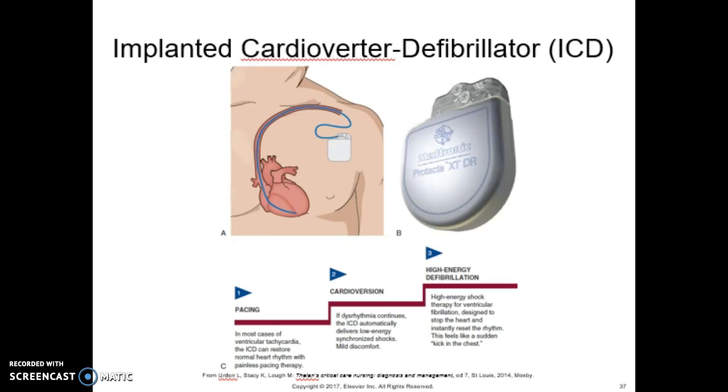So this figure, which is 2519, shows an implanted cardioverter defibrillator. It monitors the heart rhythm and delivers a shock to the heart if it detects a dangerous tachycardia or a fibrillation.